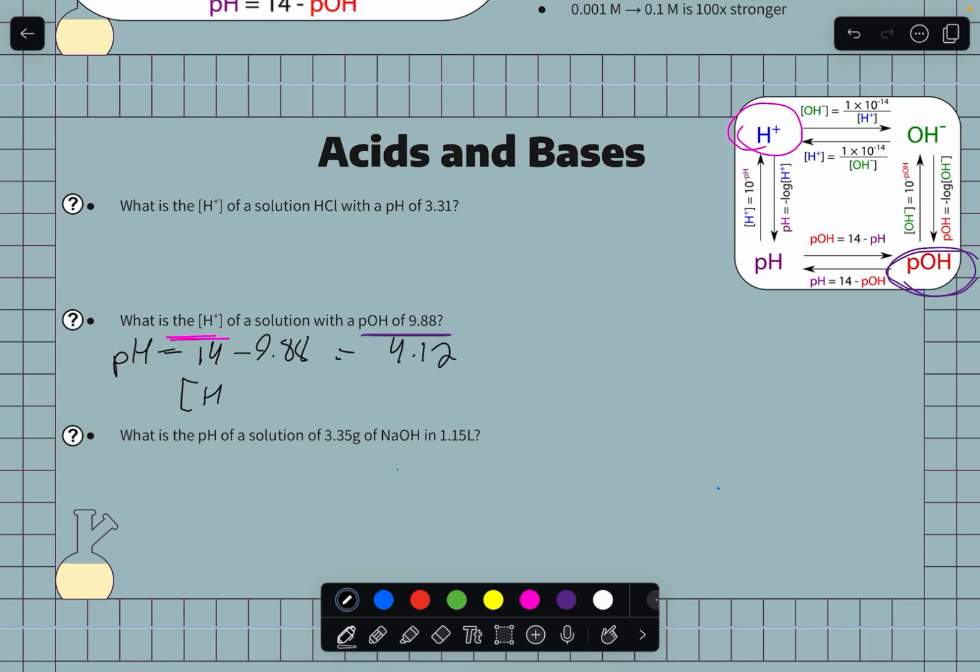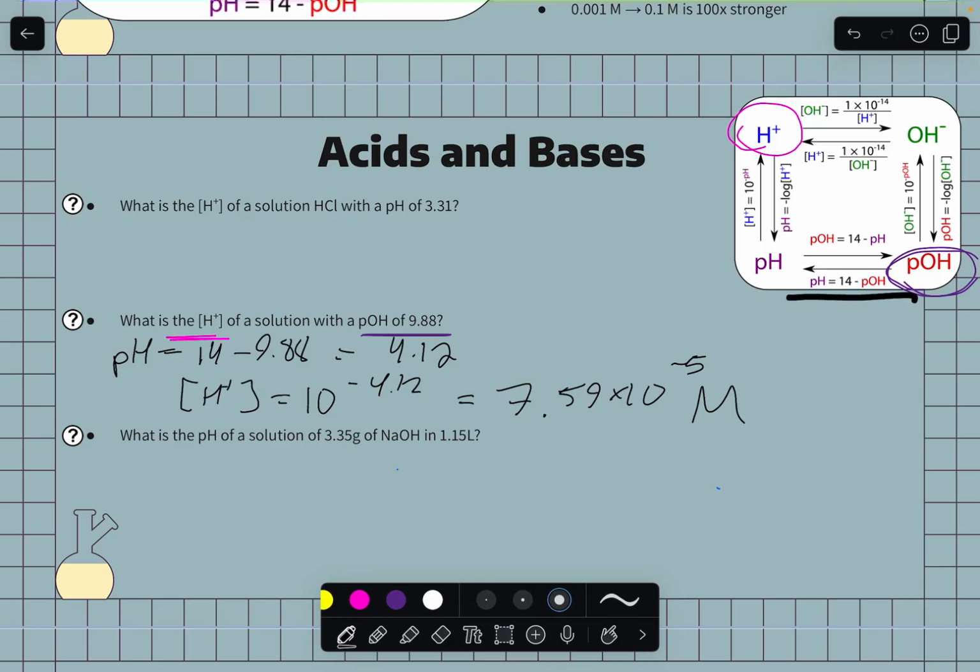And then I can do H plus equals, not negative log, equals 10 to the power of negative pH, which is 4.12. And that gives you an answer of 7.59 times 10 to the negative 5. We're looking for concentration, so our units are molarity. Okay, so what I did is I went left first, then I went up. You can go the other way. You can go up first, then to the left. It doesn't matter. Whichever path you take, as long as you get there in the end, that's what matters.